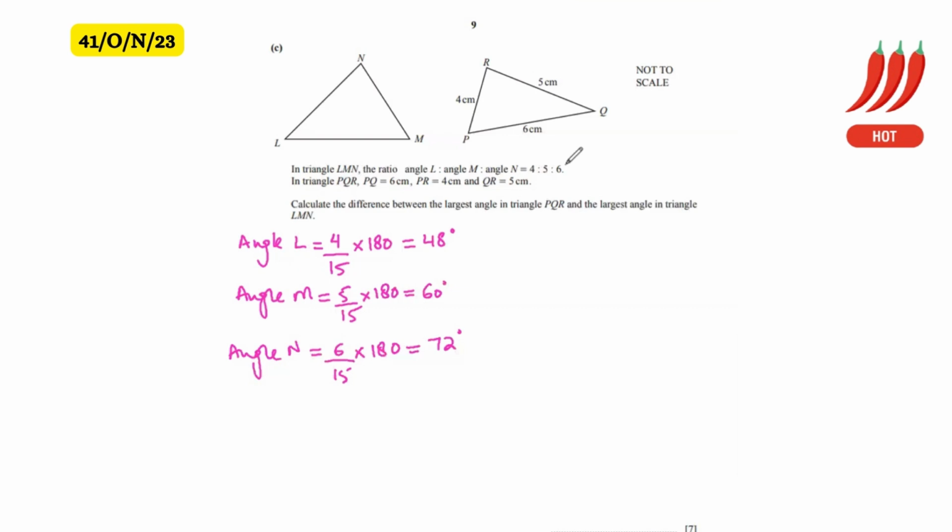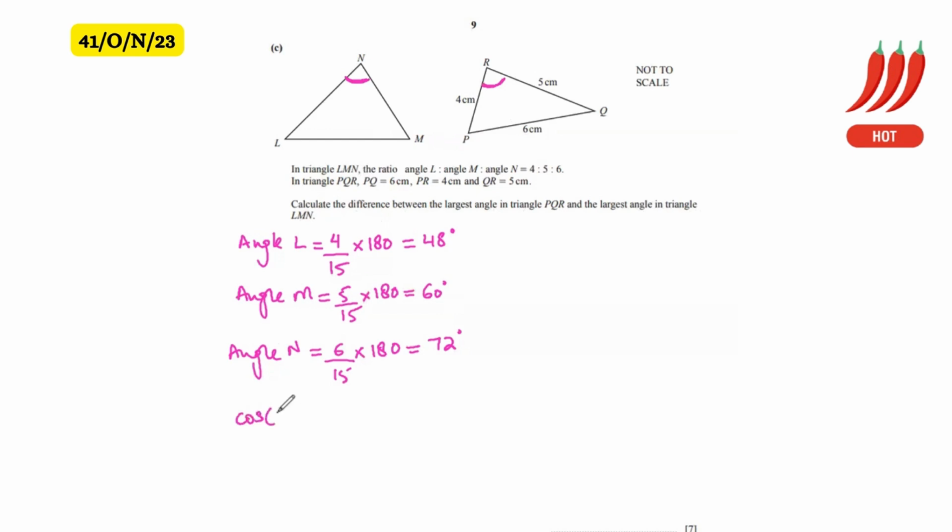Now they have given us the measurements for the triangle PQR, which are 6, 4, and 5. So for triangle PQR, the largest angle will be that angle which has the largest length on its opposite side. So that's angle R. They want the difference between the largest angle in PQR, so that's angle R, and the largest angle in triangle LMN, which is angle N. This one. So you need to find the difference between these two. So to find the angle for triangle PQR, we will use cosine rule because we have all three lengths given. So that meets the condition for the angle formula of cosine rule.